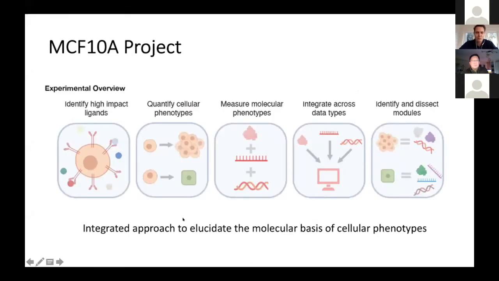First of all, just a brief overview of the MCF10A project. The general goal was to first try to identify some high impact ligands, so ligands that alter the phenotype of cells, begin to quantify the responses of those cells to the different high impact ligands, measure a number of different molecular phenotypes using LINCS assays, bring all that data together to integrate it, and then begin to identify patterns and modules to relate the different phenotypes to the molecular correlates.